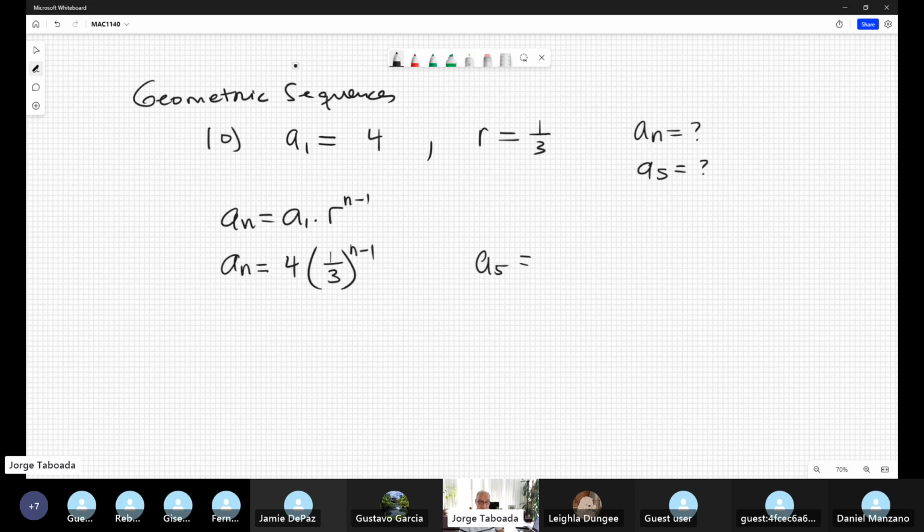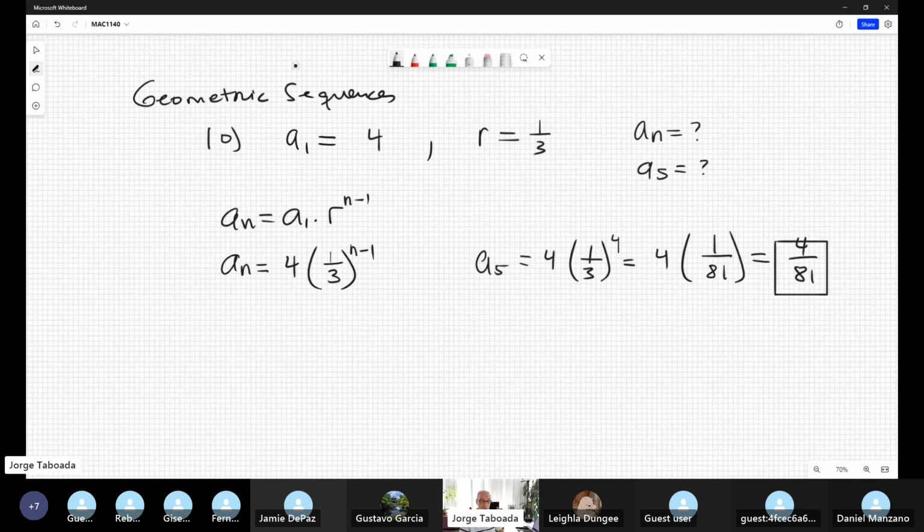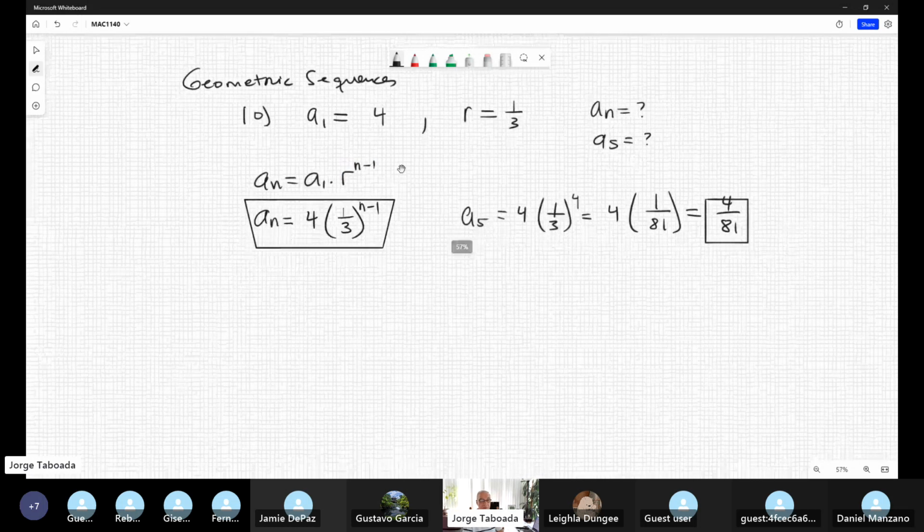How else do I want to find a to the 5th power? Plugging in, you replace n with 5. This is 4 times 1/3 raised to the 5 minus 1, which is 4. Now, you raise 1 to the 4th power is 1, so obviously 1 is a magic number. When you raise it to any power, it's always 1. And 3 to the 4th power is 81. And the answer is multiplication 4/81. Super clear.